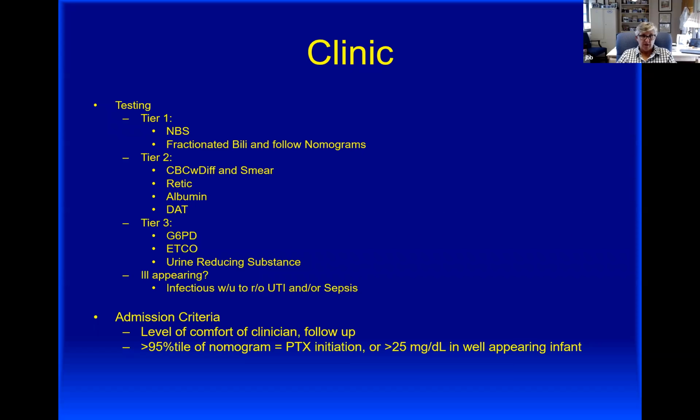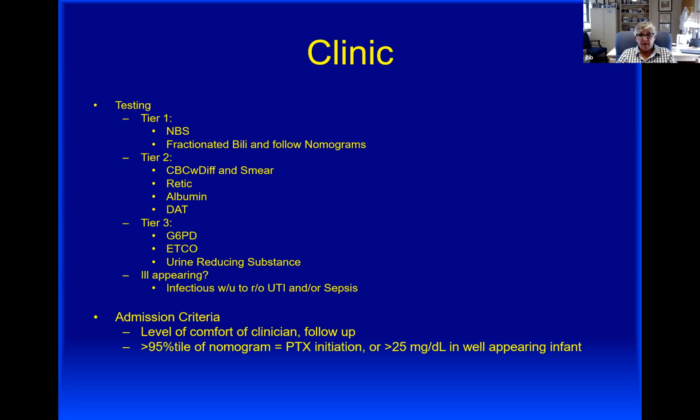Tier 2 levels, you get the CBC with the diff and the smear. Look at retic count, look at albumin, because that's what binds bilirubin. Look at the DAT test. Tier 3, again, the G6PD, the end-tidal volume of carbon monoxide, urine reducing substance. Ill appearing, think about infections.